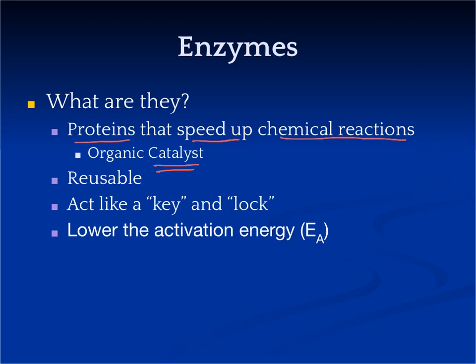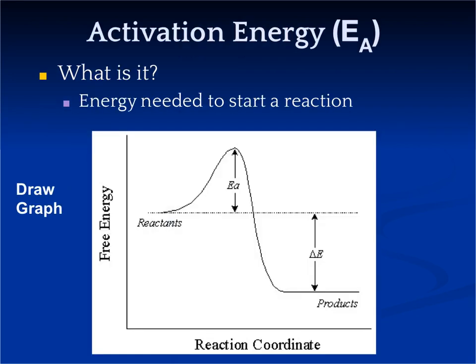Enzymes are also reusable, which means that once an enzyme has helped one chemical reaction happen, it can help another reaction happen if it's the same type of reaction. And enzymes act kind of like a lock and a key, and we'll talk about that in a minute. But their job is to lower activation energy needed to get a reaction started. Remember that activation energy is the energy needed to start a reaction.